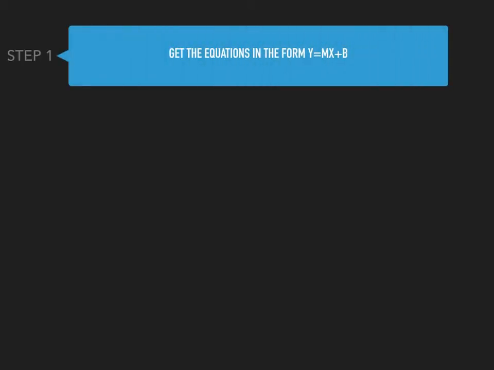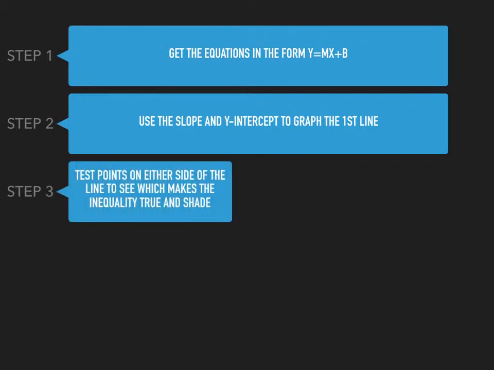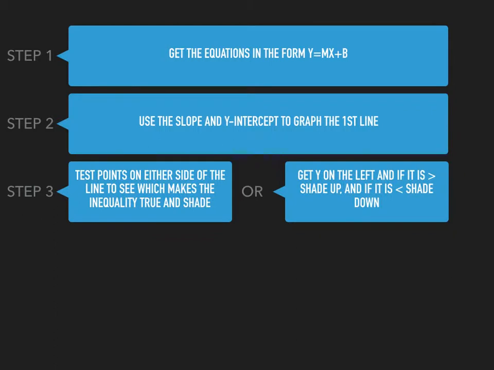So the first step is get the equations in the form y equals mx plus b. The second step is to use the slope and y-intercept to graph the first line. Step 3, test points on either side of the line to see which makes the inequality true and shade, or get y on the left, and if it is greater than, shade up, and if it's less than, shade down.